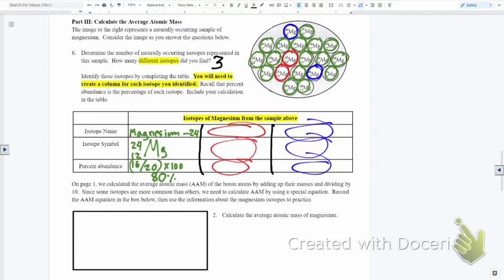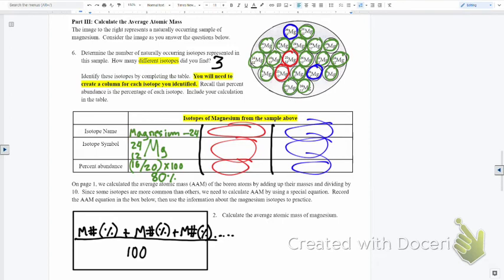So my average atomic mass formula is going to be the mass number times its percent abundance, plus the next isotope's mass number times its percent abundance, plus the next isotope's mass number times its percent abundance. And we could have hundreds of different isotopes. We take all of that, add it up and multiply it together, and we divide by 100. That's going to give us the average atomic mass of magnesium.